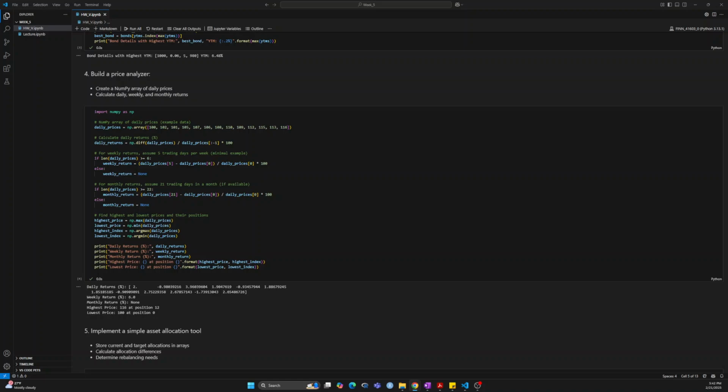Additionally, the function identifies the highest and lowest prices in the data set and their positions, which is useful for understanding stock volatility and trend analysis. This function helps traders analyze stock movements over time.